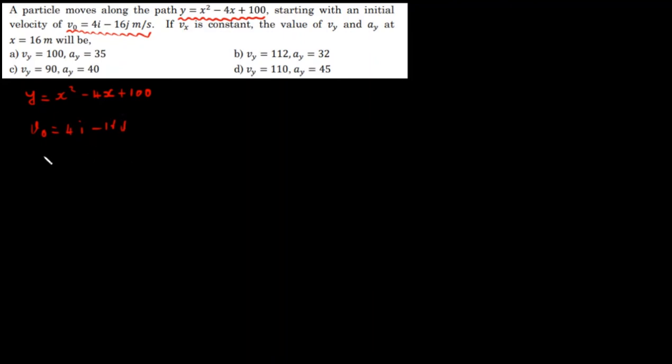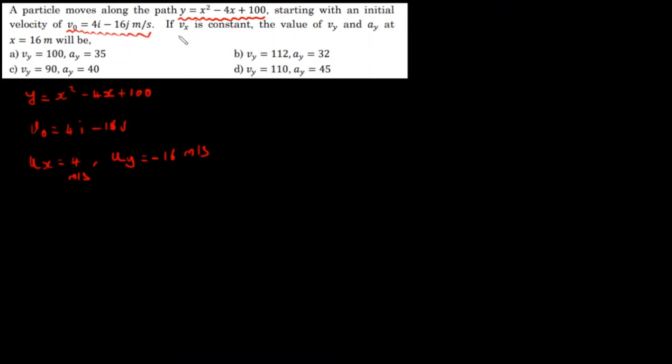From this what can we get? We can get ux, that is the initial velocity in x direction, which is going to be 4, and similarly the initial velocity in y direction is going to be minus 16. Both are in terms of meter per second.